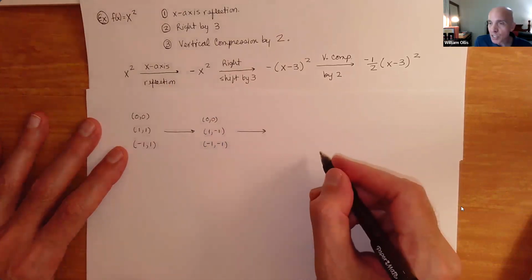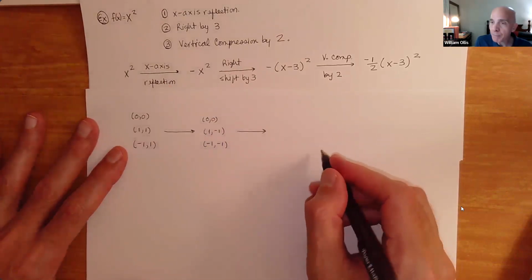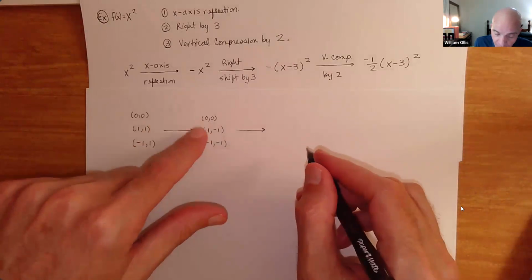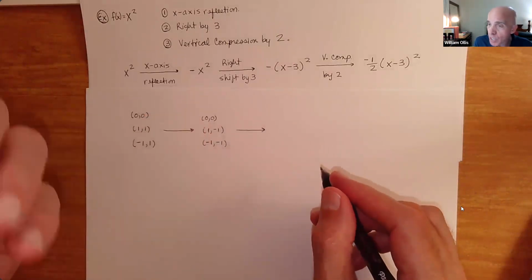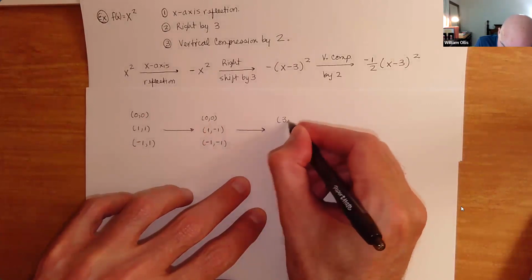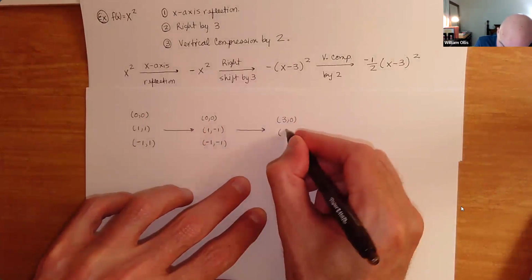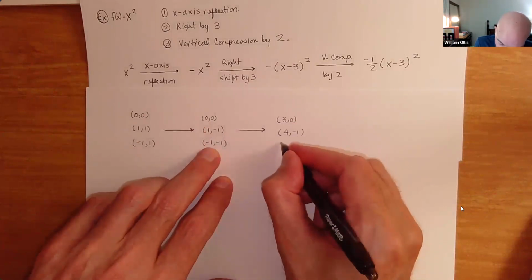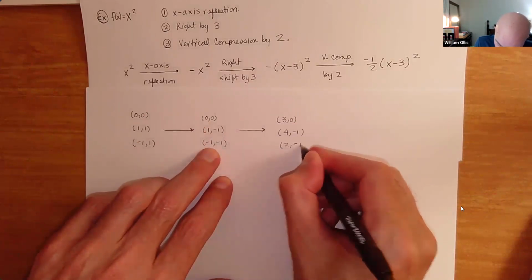Then we have a right shift by 3. Remember, when we do the actual function transformation, we replace x with x minus 3, but to actually manipulate the coordinate pair, we add the 3, which we do geometrically. So all of the x coordinates are changed by the addition of 3. So we get 3, 0. We get 4, -1. And then we get 2, -1.